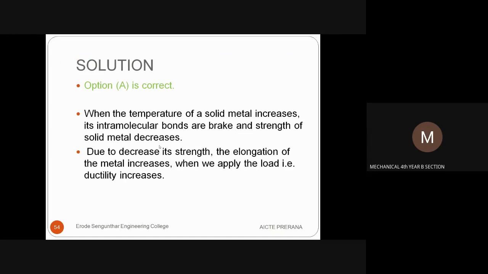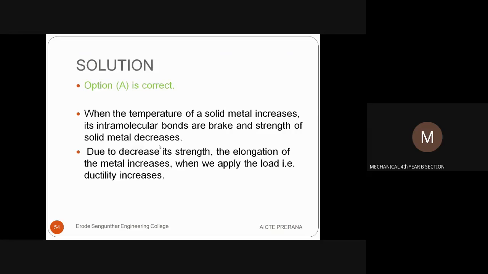When the temperature of the solid metal increases, its intermolecular bonds break, and the strength of the solid metal decreases. Due to the intermolecular attraction breaking, there won't be good strength in the metal. Due to the decrease in strength, the elongation of the metal increases when we apply a load, that is, ductility increases. So its elongation limit, its elastic limit, and also its plastic state will be increased. Plastic ability will be increased, and that's why it will resist some load.